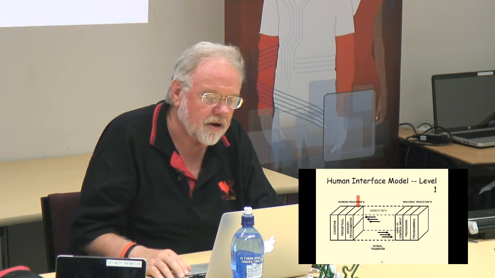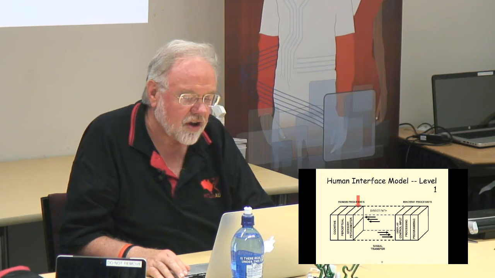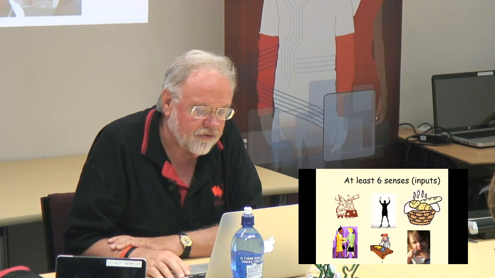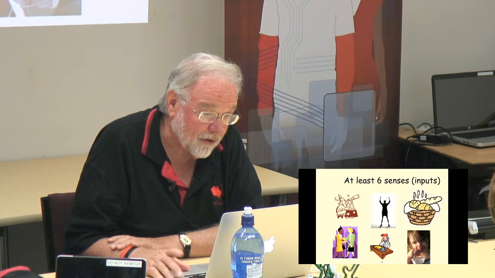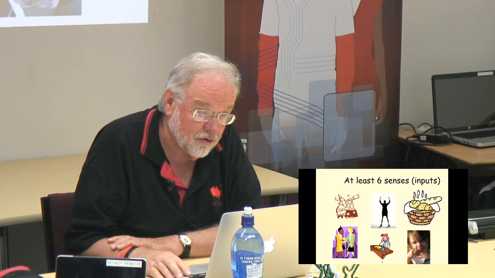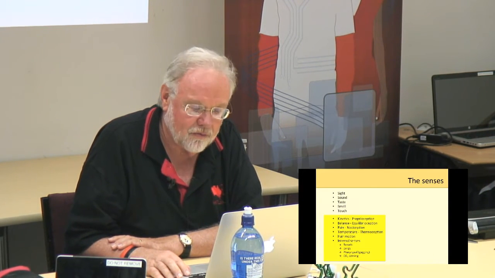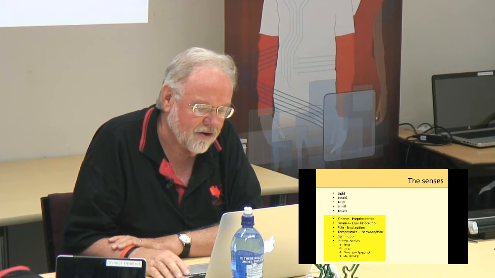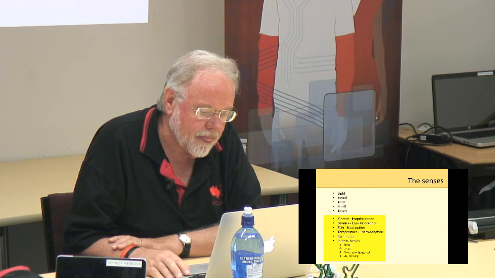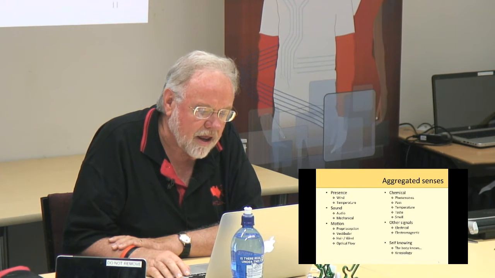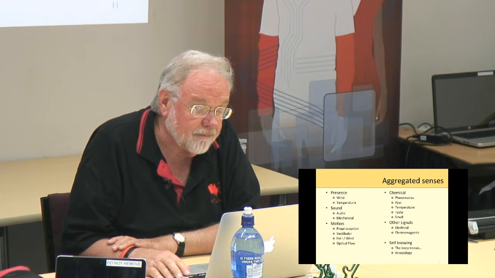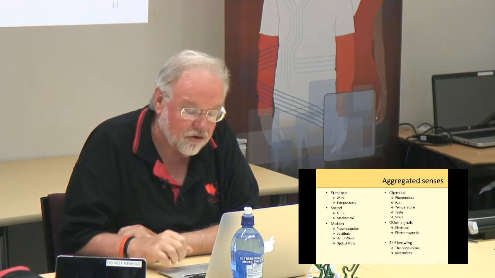We did talk a little bit about these different layers in the model, right? And about the 6 senses, not the 5, but the 6. And then we added more, right? We added all these others that are there, and the aggregation of those senses, how they work together.